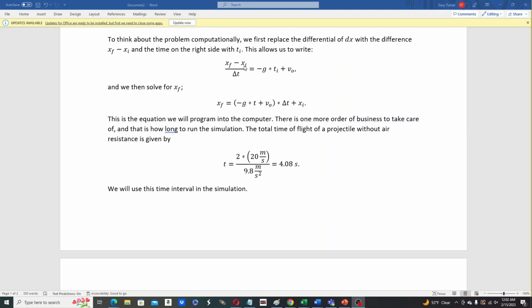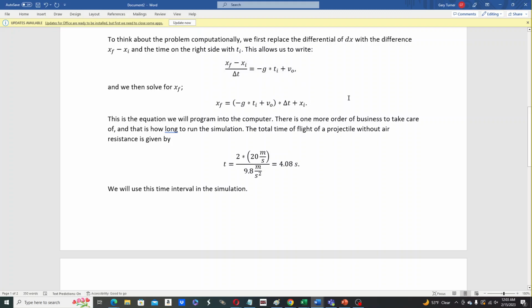Notice I haven't done anything to the right-hand side except give a subscript on the t. Actually, as a matter of fact, I need to put a subscript here as well. I'll explain what this i means in just a moment.